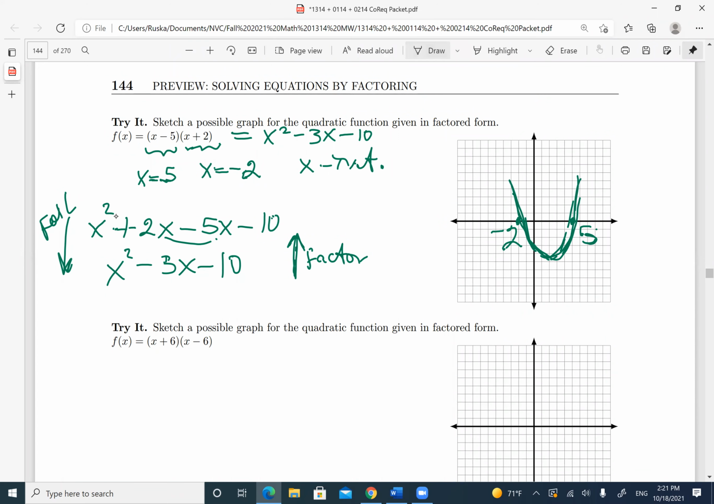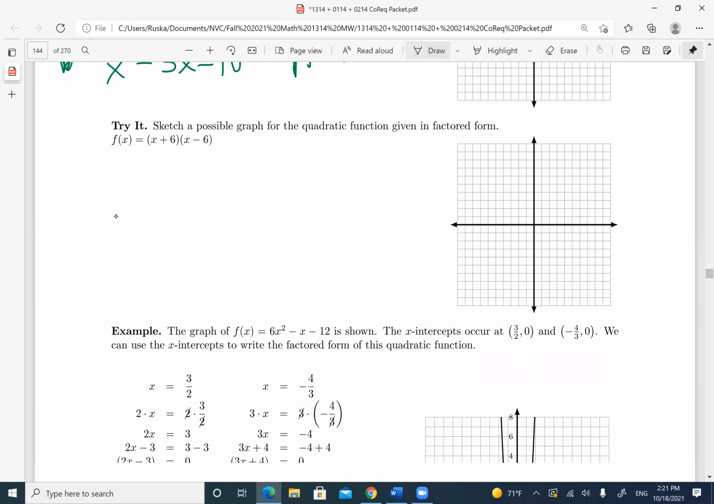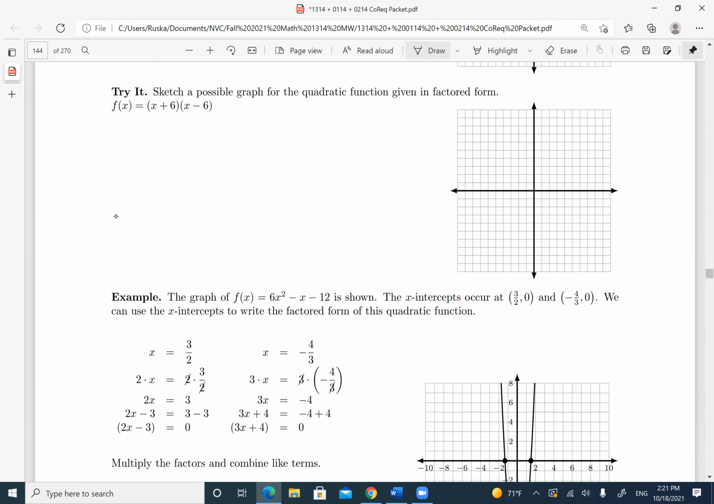Okay, now let's go ahead and look at the next one. Let's try this one. Again, you have +6 and -6. If I FOIL, I'm going to get x squared minus 36, right? Because the middle terms cancel. Now it's going to open up. And what are the x-intercepts? Can you tell me the x-intercepts?